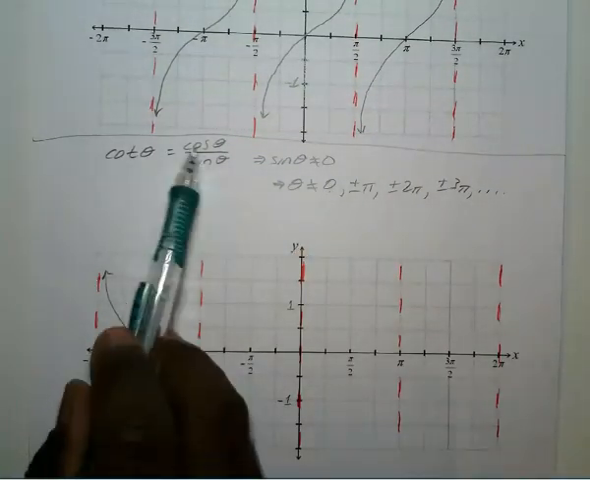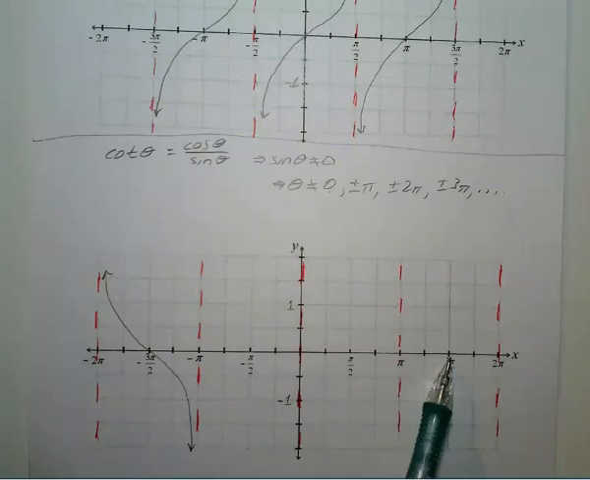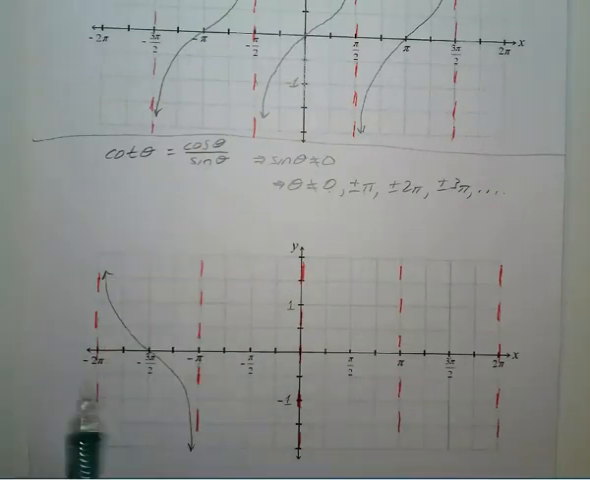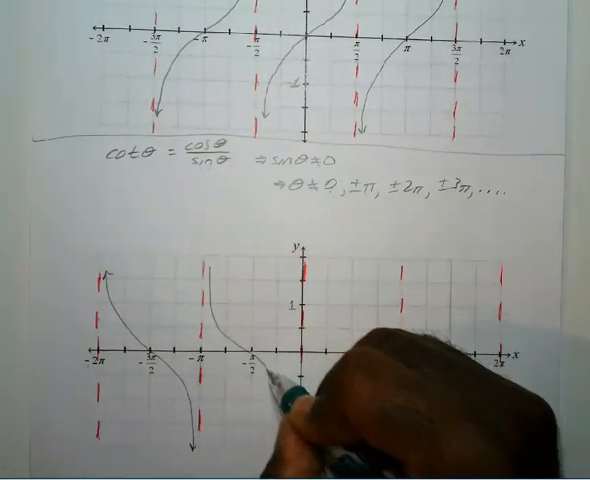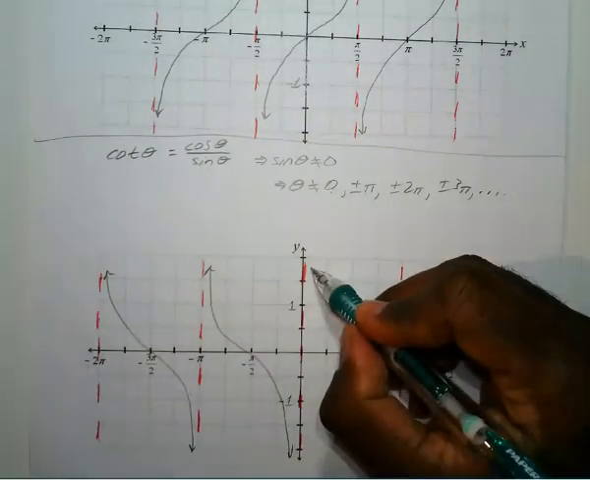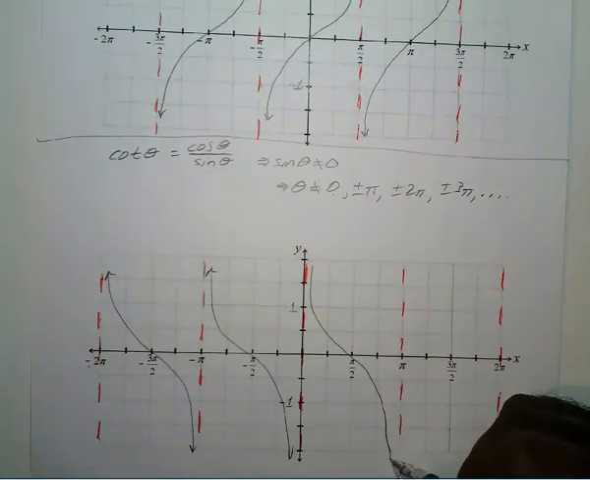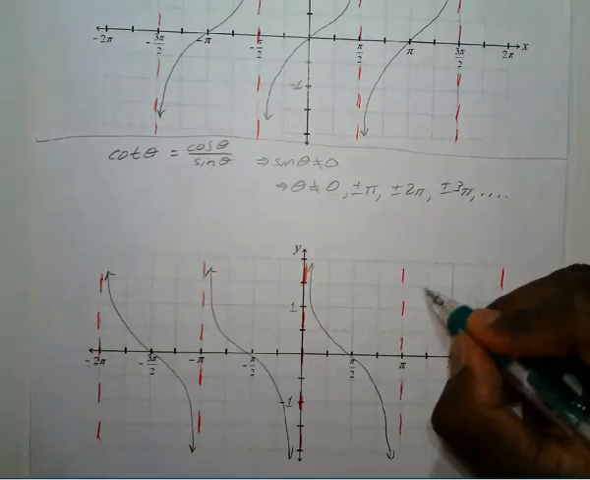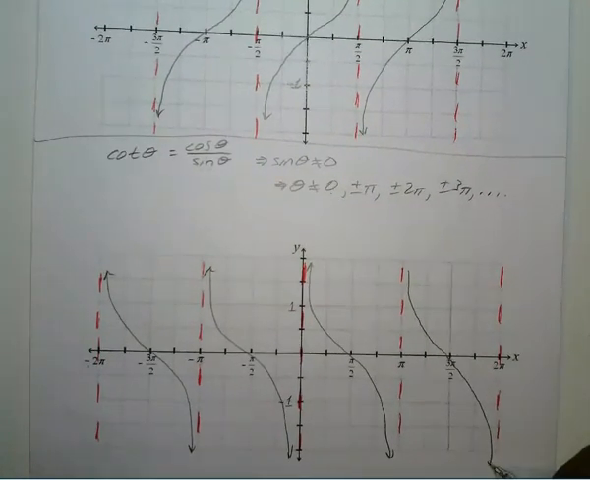And remember, your numerator cosine is 0 at negative 3 pi over 2 and positive 3 pi over 2, but our sine is 0 at the other values. So that's how we know that it crosses at negative pi over 2 and positive pi over 2. So it kind of looks like that on each interval.